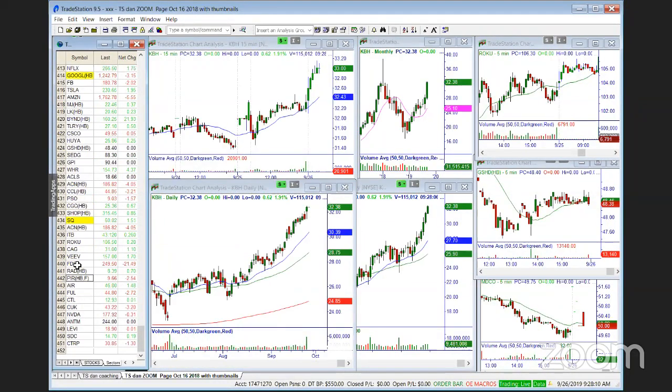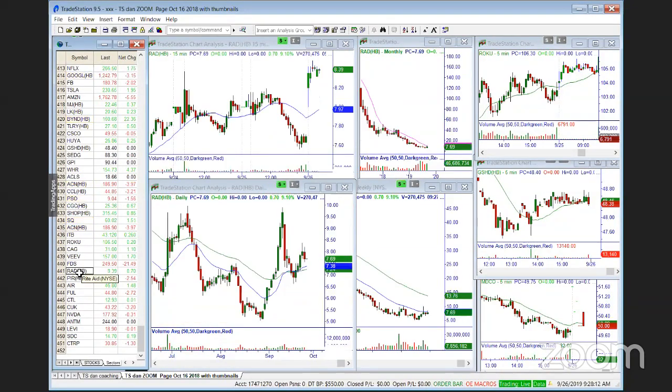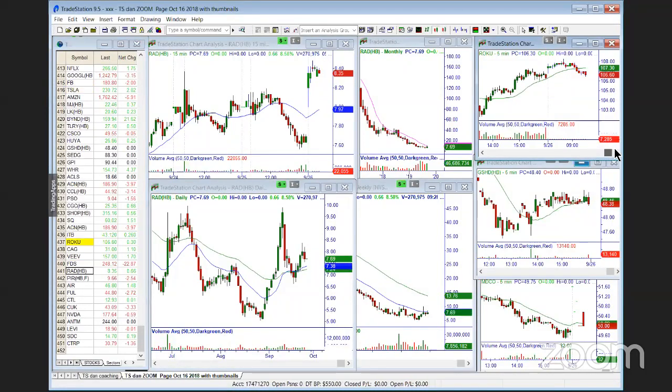KBH had earnings, but nothing to do with it. It's extended. There's Rite Aid, 839. So that's a bullish gap. This actually could be an intelligent, longer-term bottom fishing trade. That's worth watching.